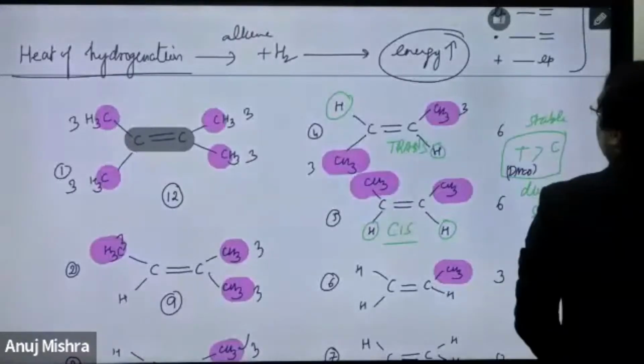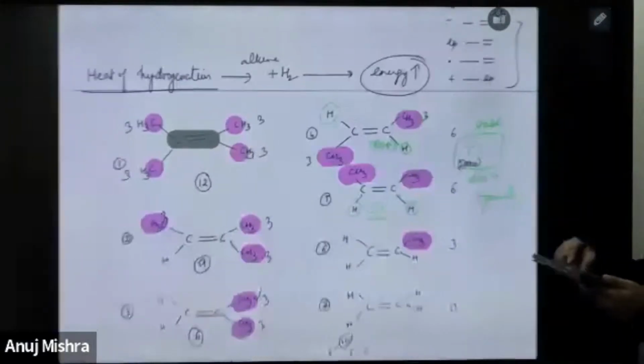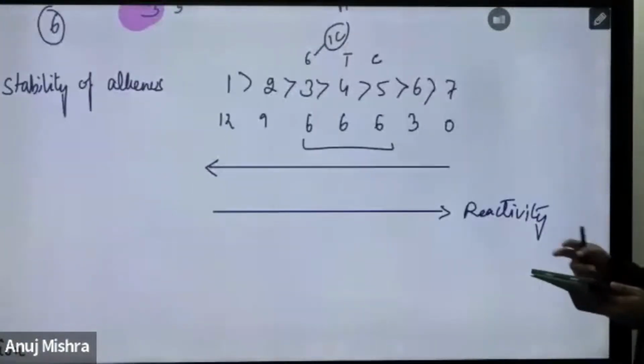So now just quickly see here. Heat of hydrogenation term is clear. ये सब मैं आपको डिस्कस कर चुका हूँ. Trans and all. Stability of alkene 1, 2, 3, 4, 5, 6. You know reactivity is the other way around.